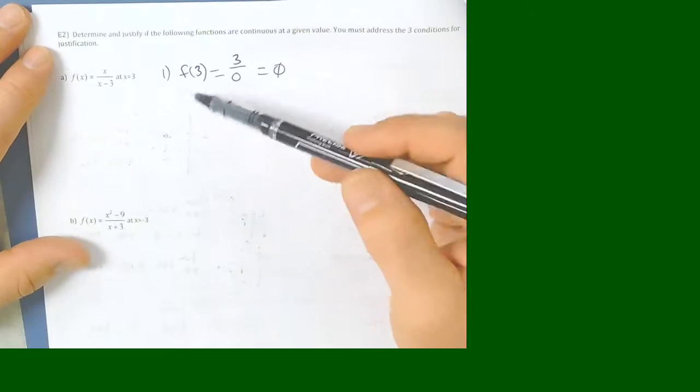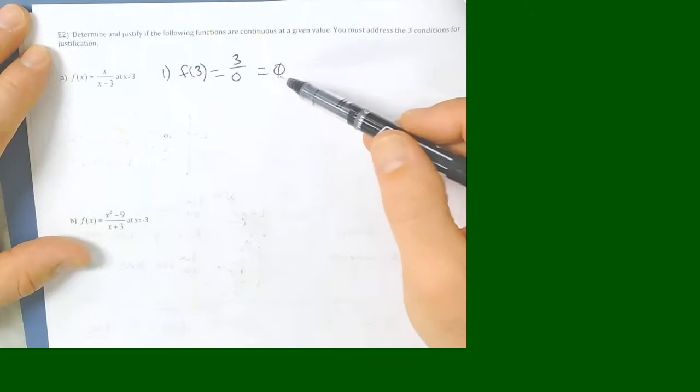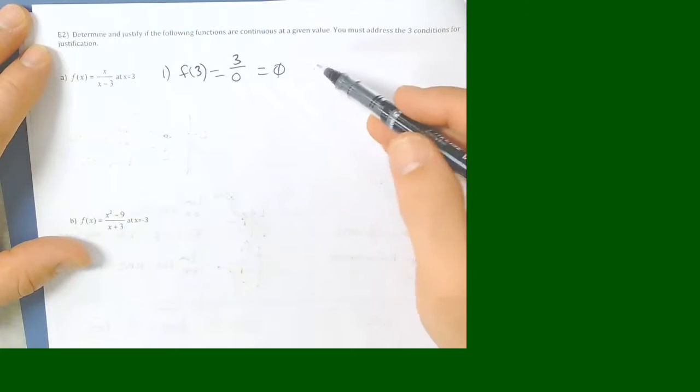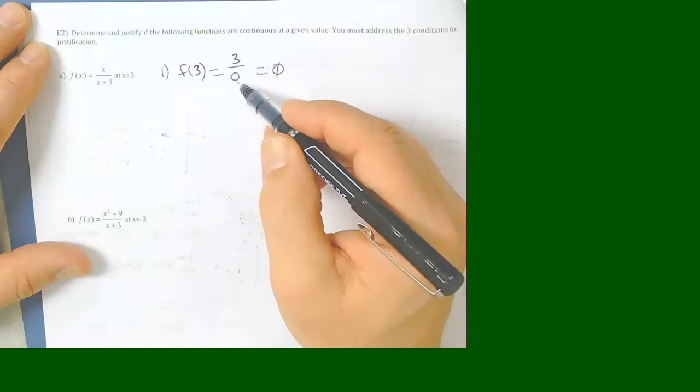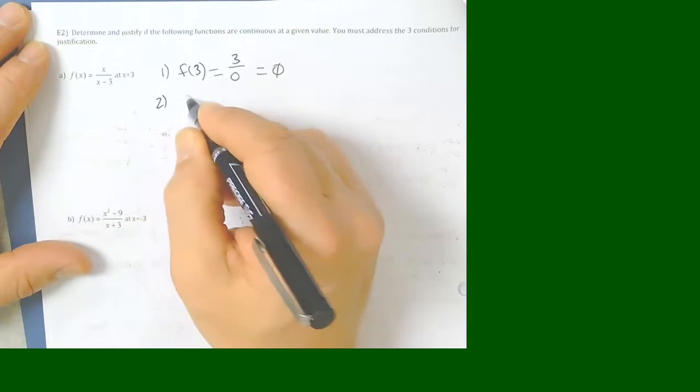Alright, criteria 1, f of 3 needs to exist. 3 divided by 0 is undefined. F of 3 doesn't exist, first criteria doesn't get met, function cannot be continuous. Okay, if we took the limit, we should recognize that 3 over 0 is undefined, left and right limits. Let's look at that anyway.